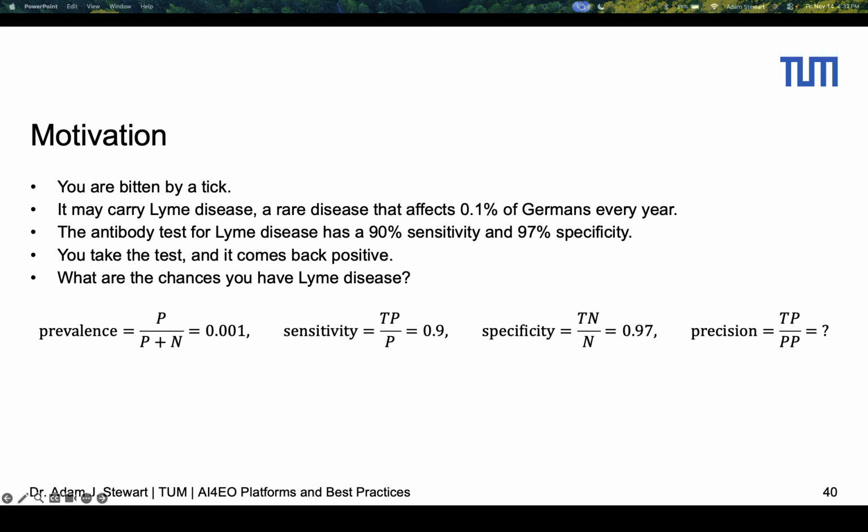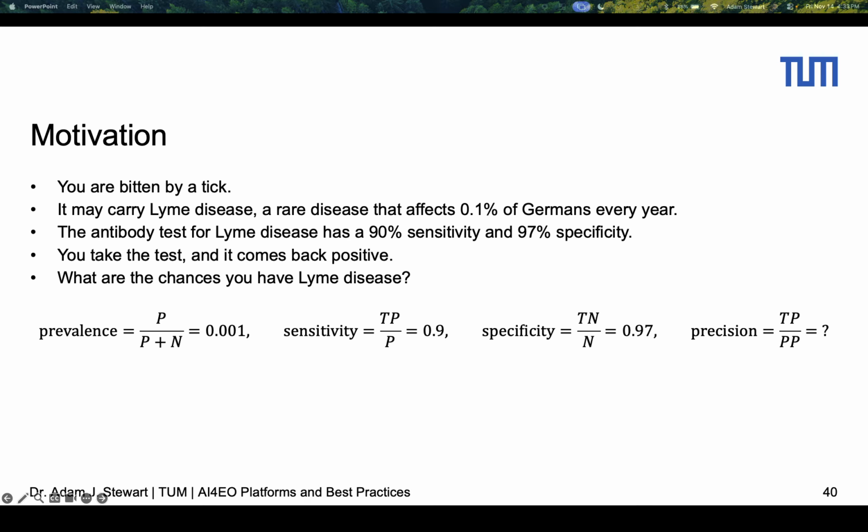We also know the sensitivity, which we learned is the same thing as the true positive rate. True positive divided by all positives, and that was 0.9. We also know the specificity, that's true negative versus all negatives. Now, our goal is to learn the precision, the probability of a true positive, given that the model predicted positive.